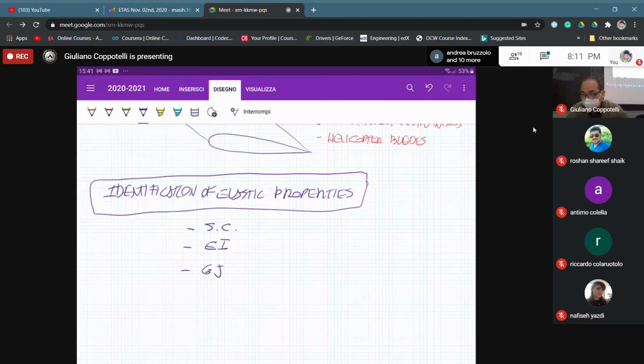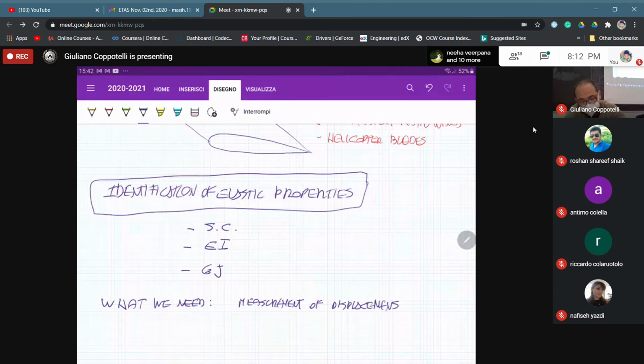In order to have this identification, what we need is the measurement of displacement. We can use a rheostat that we already discussed, but also some optical devices, for example a cathetometer.